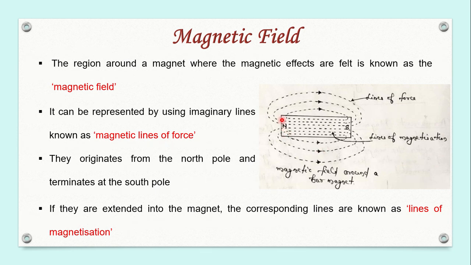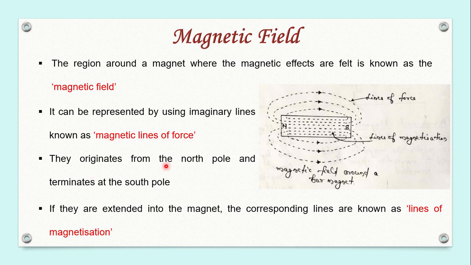Now, we know that we cannot see the magnetic field around a magnet. The magnetic field is not visible. So, in order to represent the magnetic field around a magnet, we can use imaginary lines known as magnetic lines of force. So, the field around a magnet can be represented using magnetic lines of force.